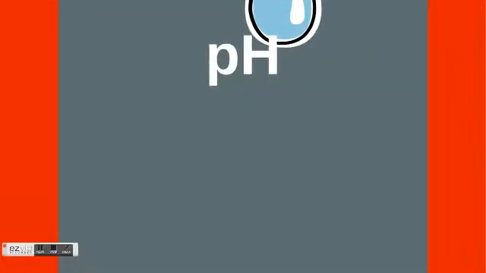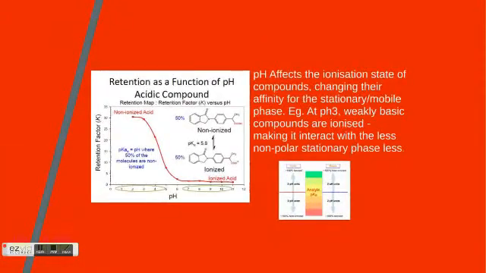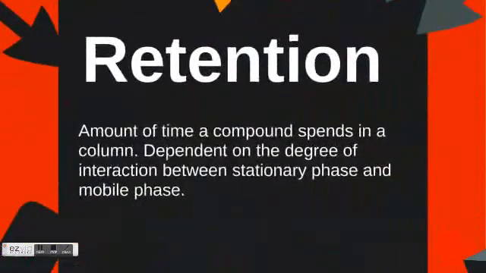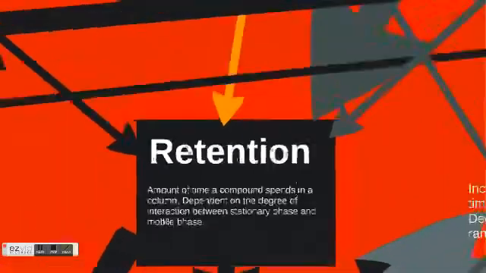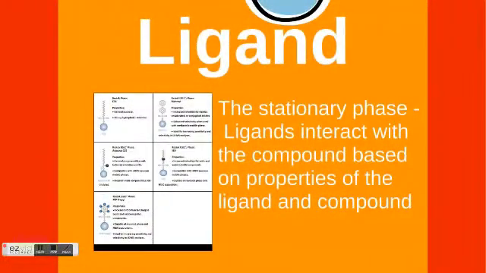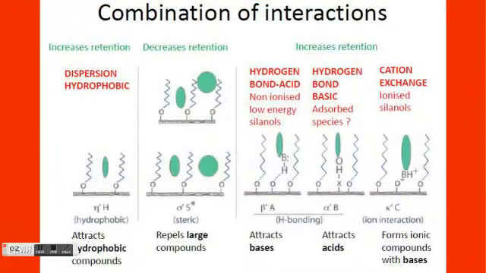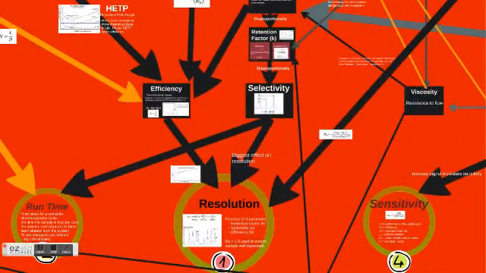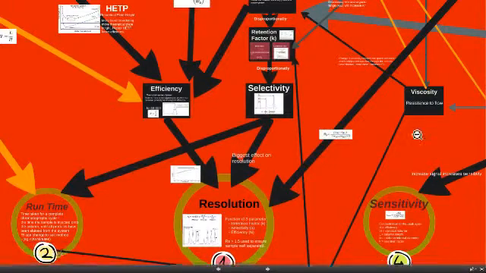Next off, we have pH changes. This changes the ionization state of the compounds, which alters their affinity for the stationary and mobile phase. Next is ligand type. This changes selectivity as the stationary phase ligands and sample compounds have different properties. This causes them to react differently depending on these properties. There are a combination of interactions which can be seen on this diagram. So these are some of the factors that affect retention factor and, if disproportionately, selectivity.